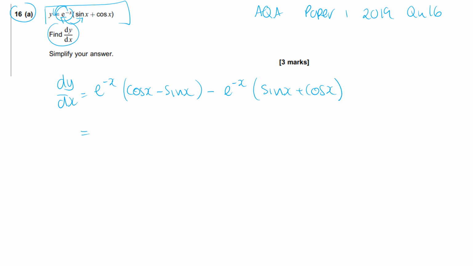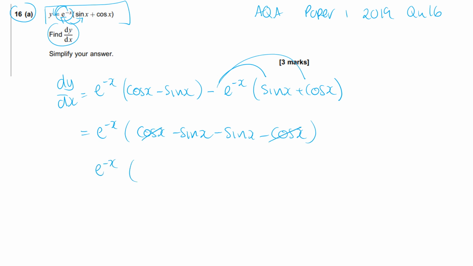So what I can do now is take e to the minus x out, and then I'll have a cos x minus a sine x. This minus will give me another minus sine x, and then a minus cos x. The cos x's will cancel. I'll have e to the minus x times minus 2 sine x, which we can write as minus 2 e to the minus x sine x.